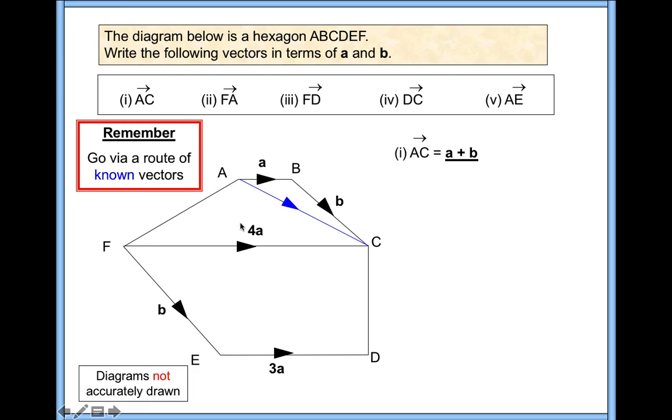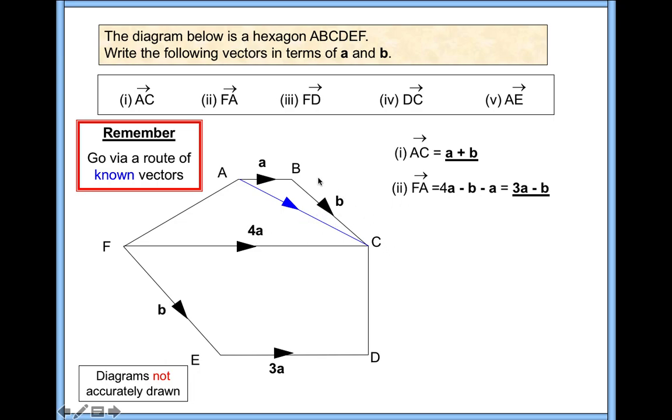Now, vector FA. That also, you have to go via the known routes. So vector FA will be vector FC plus vector CB plus vector BA. Now what is vector FC? That is 4A. It's already given to you.